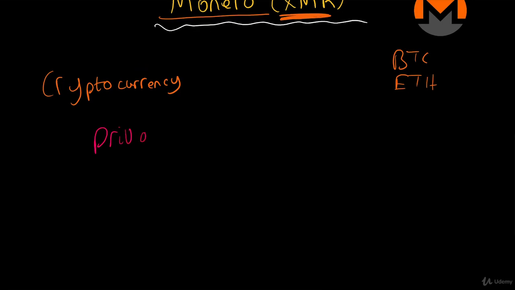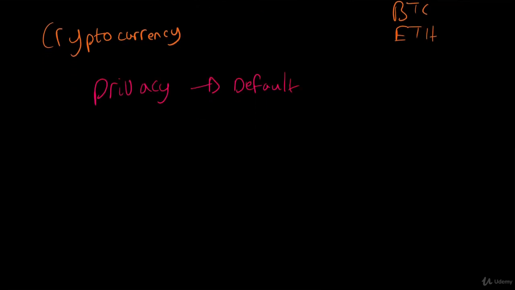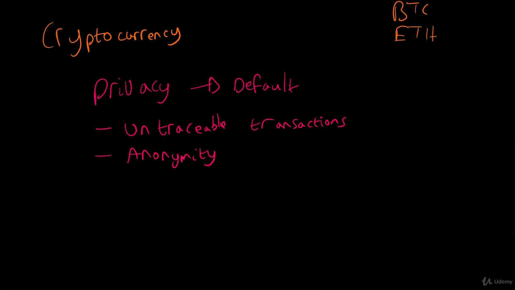Privacy is enabled by default. And you might be thinking, what does that mean? What do I mean by privacy is enabled by default? Well, it has untraceable transactions and anonymity baked right into the protocol.